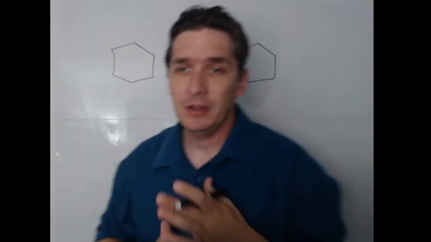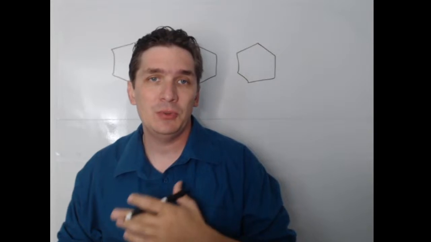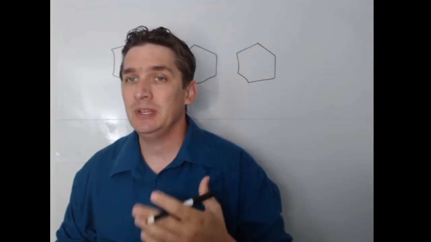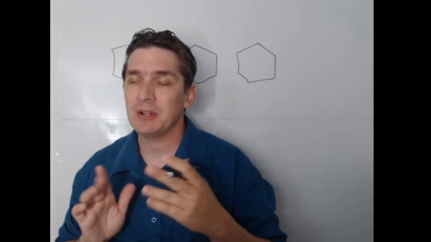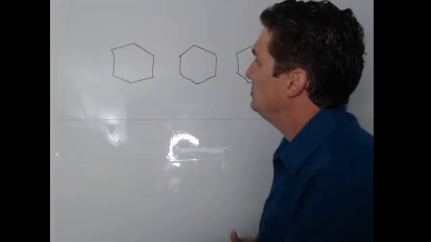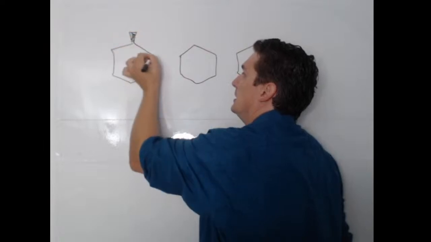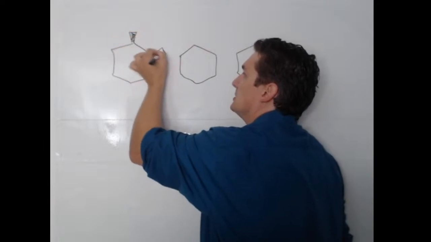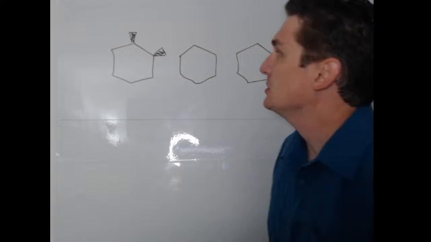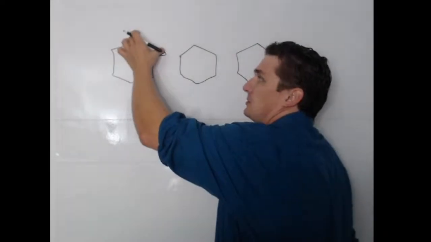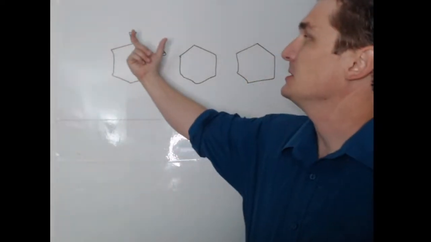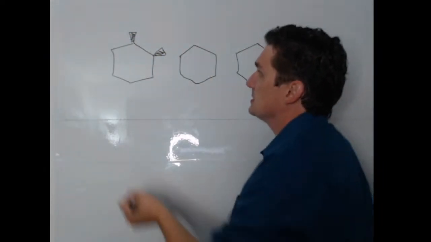EZ has to be used when you have three different groups on the ring, so three different groups bound to two different carbons. If we just have two groups bound to two different carbons, so let's say we've got a methyl group here and a methyl group here, this is a situation where we can use cis-trans, because we can refer to the methyl groups as cis, which means they're on the same side, or trans, on opposite sides.